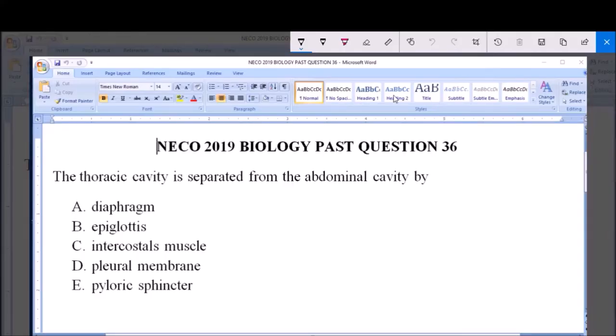I'll be answering NECO 2019 biology past question 36. The thoracic cavity is separated from the abdominal cavity by: A. Diaphragm, B. Epiglottis, C. Intercostal muscle, D. Pleural membrane, and E. Pyloric sphincter.